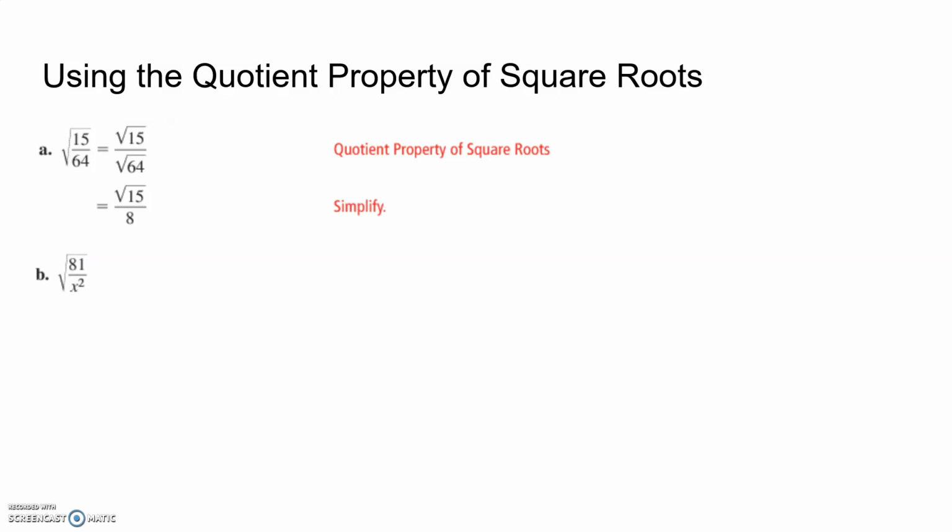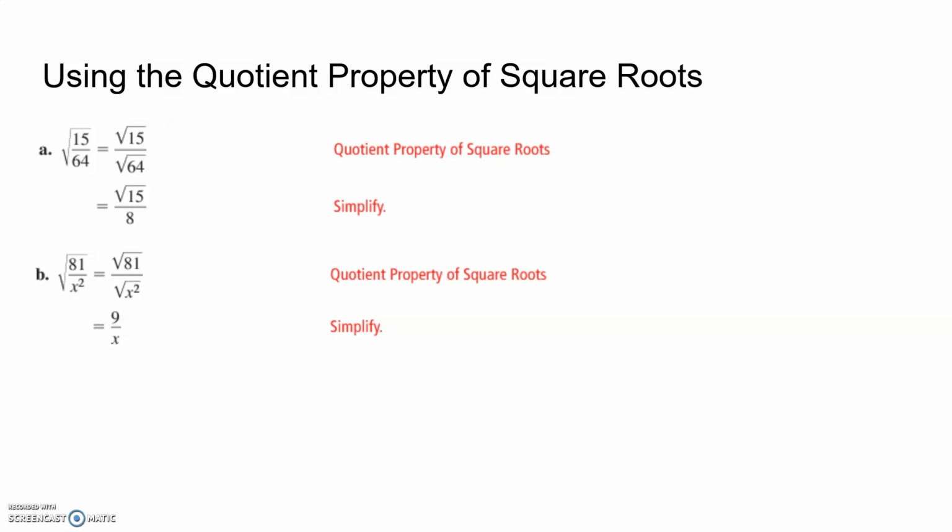For the next one, I have the square root of 81 over x squared. I'm going to break that into two parts, and they are both perfect squares. I can take the square root of the top and bottom. So my answer would just become 9 over x.